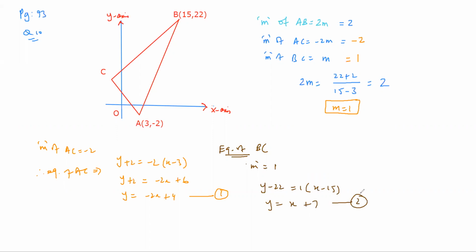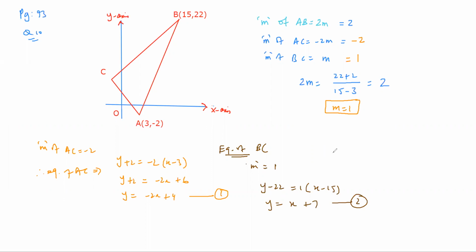So if we want to find the point C's coordinates, we have to solve these two equations simultaneously. So let's equate. Yes, beta? Sir, when we are finding the equation of AB, can we use point A in it? For AB, you can use any of the points A or B, whichever point you want. Okay.